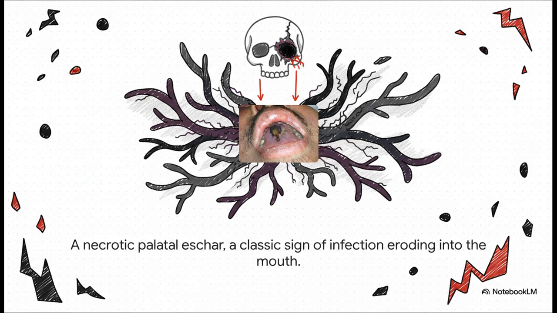This blackened, dead tissue on the roof of the mouth is called a palatal eschar. It is a classic, horrifying sign that the fungus has already destroyed the sinus above and is now literally eating its way into the mouth.